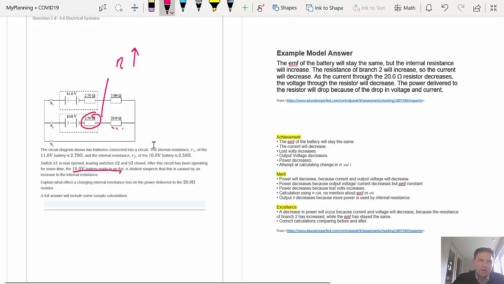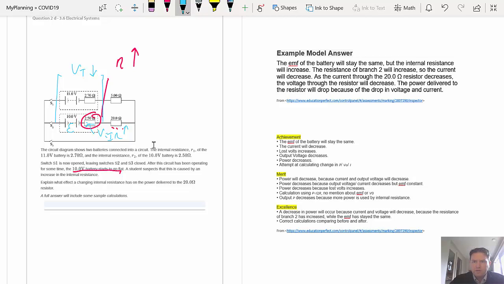This is the resistor here. Okay, so we're essentially saying that the voltage here across these terminals, V terminal, is going to go down because you've got V equals IR, and that resistance is going up. So the EMF of the battery will stay the same. Yep, so the EMF 10 volts will stay the same, but the internal resistance will increase.